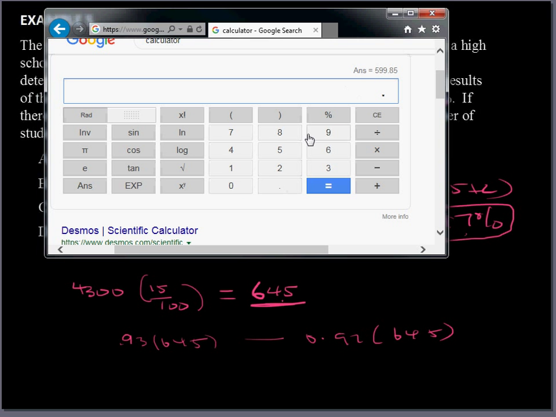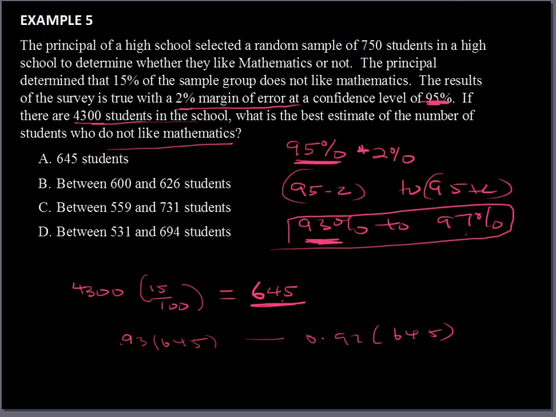And 0.97 times 645 is 626. So we are looking at 600 to 626. This is the range of students potentially in a school population of 4,300 that do not like mathematics. So you see that your answer choice here is B. That is how you merge the percentage confidence level and the percentage margin of error, and then use that to estimate the particular parameter that you're interested in.